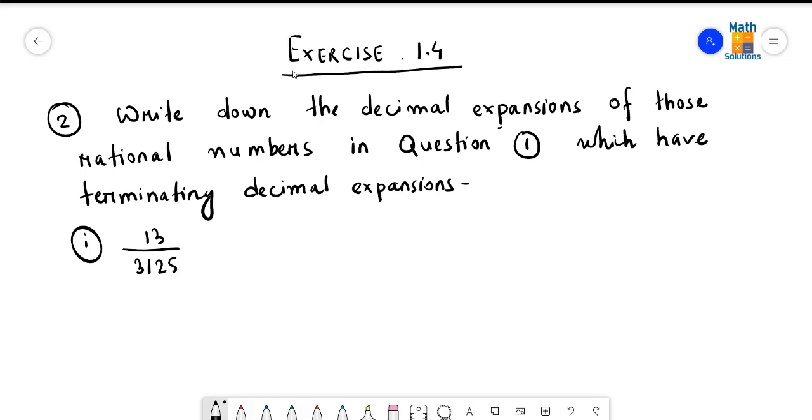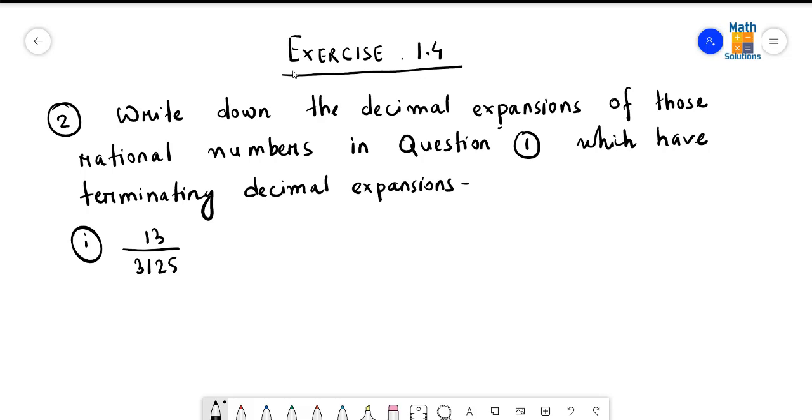So in question number 1, there were 10 such expressions. Out of those, some expressions were terminating decimal expansions and some were non-terminating recurring. So I have chosen out which were terminating decimal expansions, and I'm going to convert those into decimal expansions from this rational format. So here goes the first one.